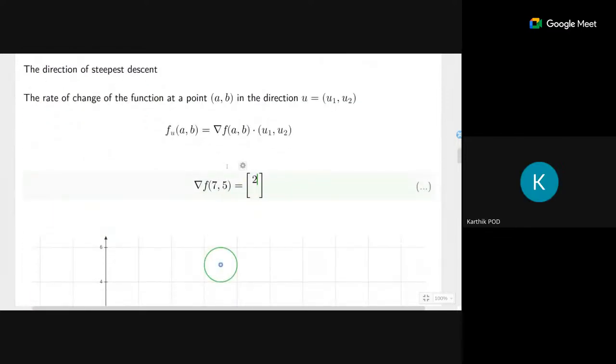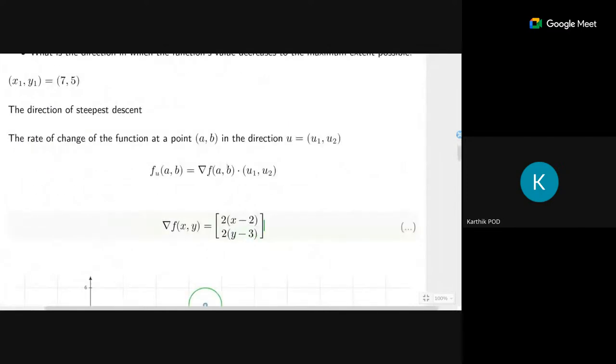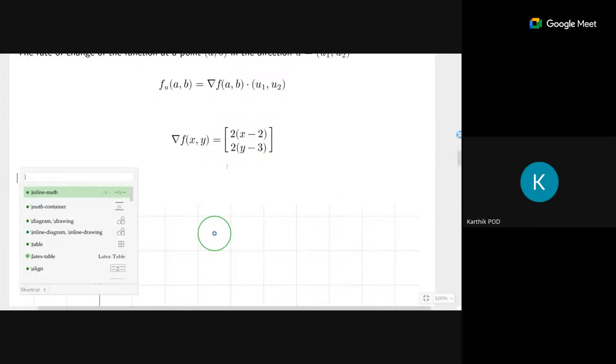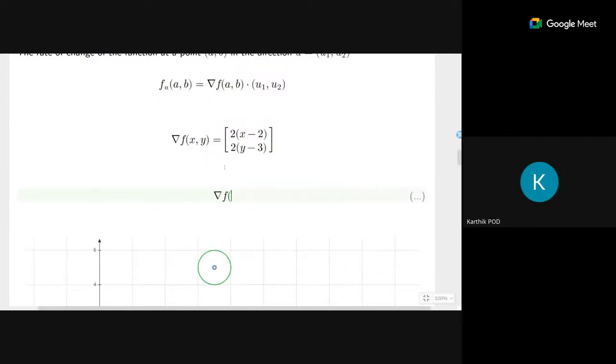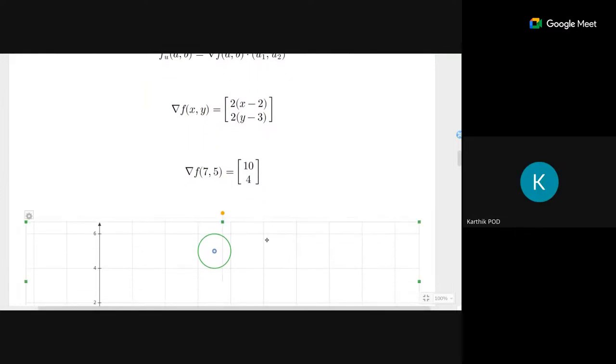So let's first write down the gradient in general. This is 2 into (x minus 2), and 2 into (y minus 3). Do you all agree that this is the gradient? Yes. Okay, now the gradient at a particular point. So this is 7,5, we are computing the gradient. This turns out to be 10,4. Okay, so 10,4 is the vector I get.